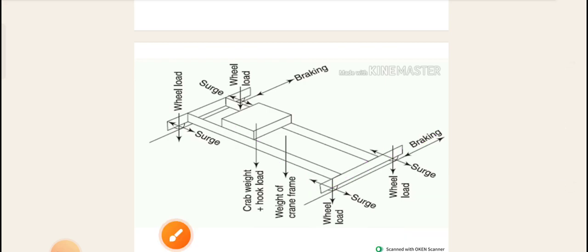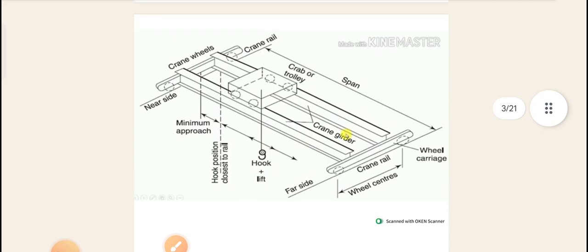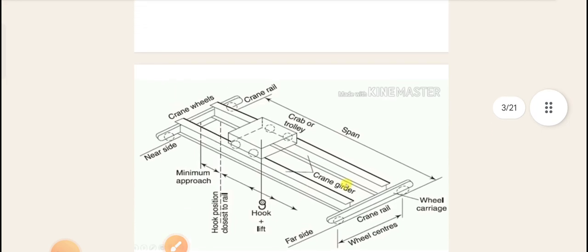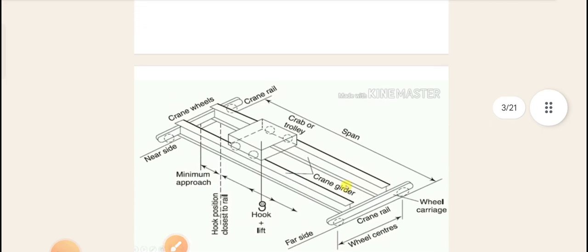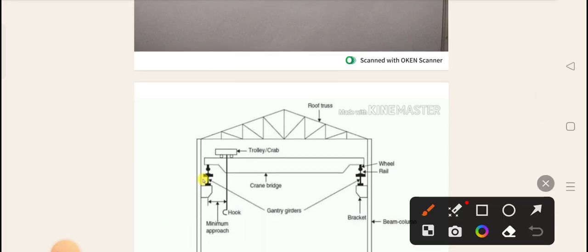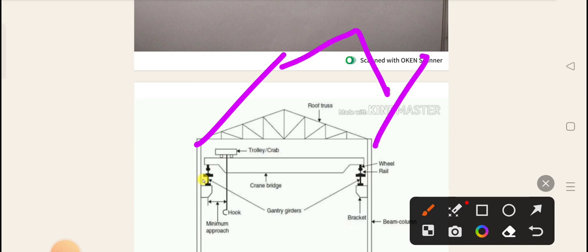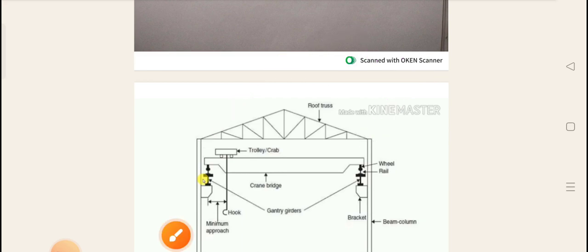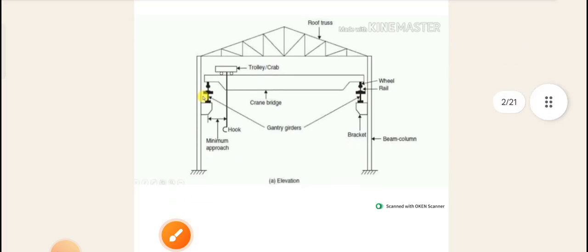Whenever you want to solve, this diagram should be in your mind, then only you can easily solve the problems. In this diagram, what you are seeing is the front view elevation. In the perpendicular direction, one more truss is there, like that only. So this is the case you are observing. This is the basic introduction of the crane girder.